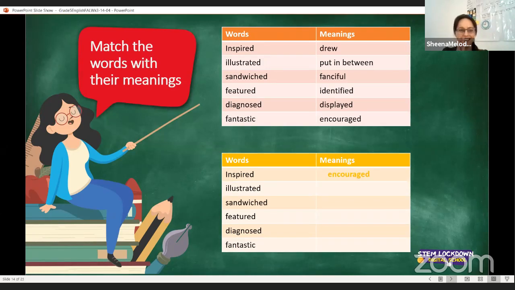Ooh, well done. Encouraged. Well done. If you wrote encouraged, that's also fine. It's still correct. Well done. So if you inspire someone, you encourage someone.